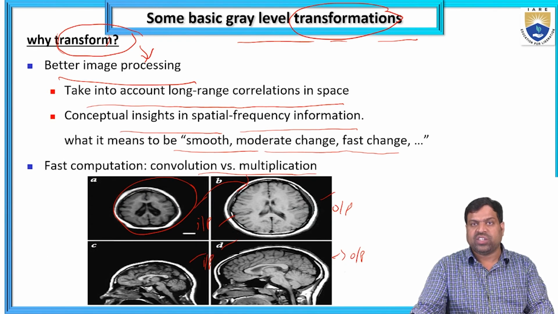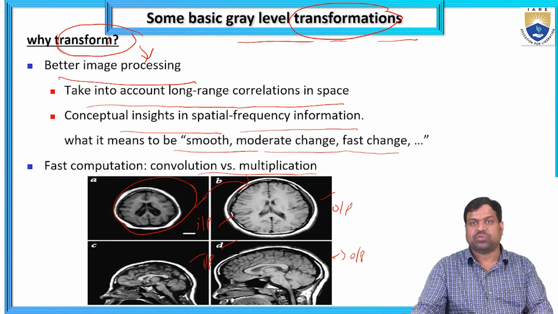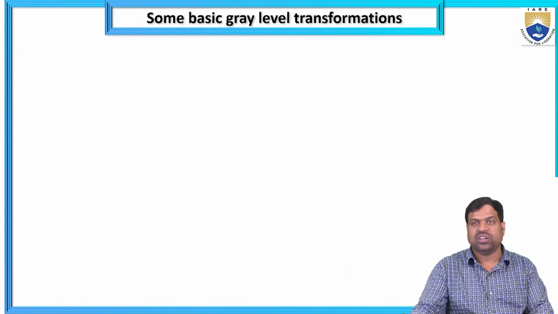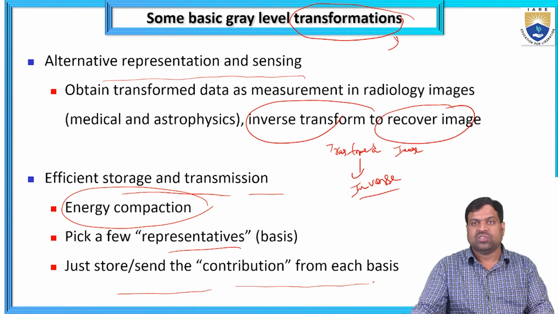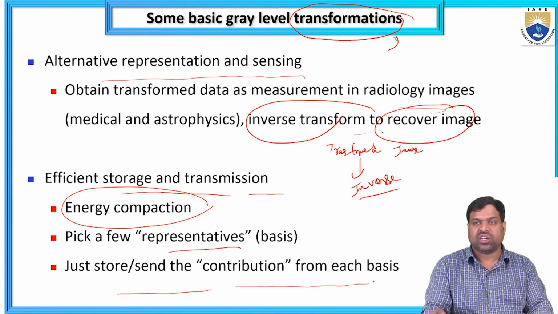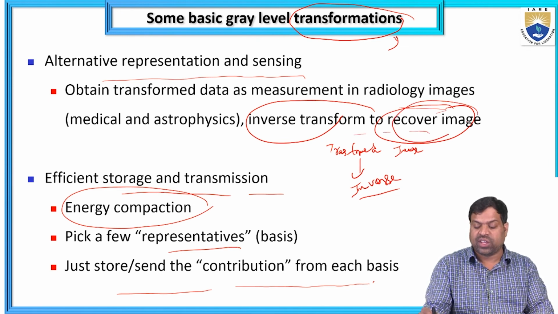So what is a transformation? What is the need of transformation? A transformation is for better image processing, accounting for long range correlations, spatial frequency information, smooth moderate change and fast changing, and it is for convolution and multiplication. So the representation and sensing of the alternate image is there to obtain the transformed data as measured in radiology image. The inverse transformation is the recovery of the image.